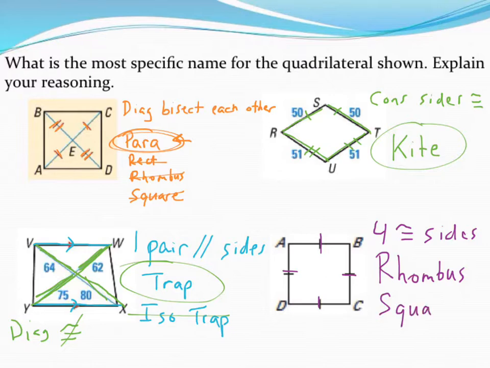possibly be a square. But in order to prove a square, I would need to know something more, something about the diagonals possibly, or the angles, and I can see that I don't have any more information, so there's nothing in this that can be used to prove it's a square. Even though it looks like a square, I can't go by what it looks like. The best name I can give this figure is a rhombus because it has 4 congruent sides.